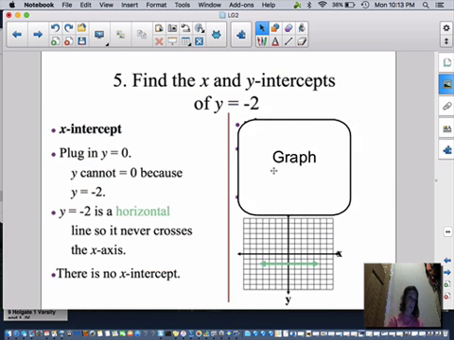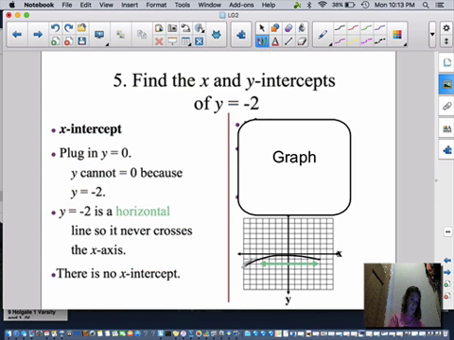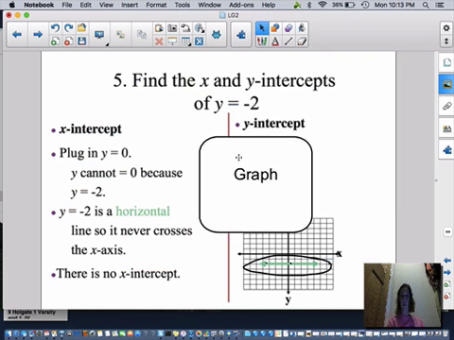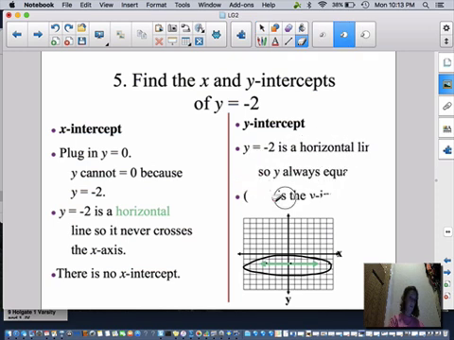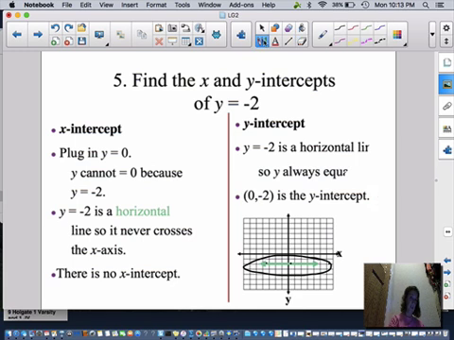If y equals negative 2, it's going to look like this, because at every point on here, y is negative 2. Every single point, y equals negative 2. So therefore, it creates a horizontal line. So when it comes to finding the y-intercept, your y-intercept is going to be 0, negative 2, because that's where it crosses. Right there.